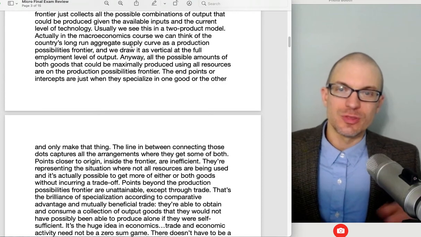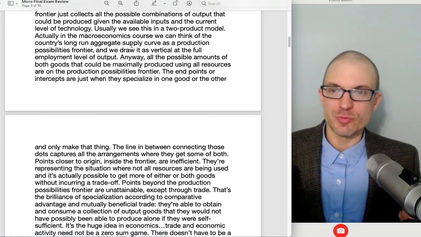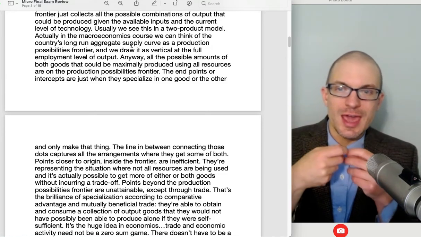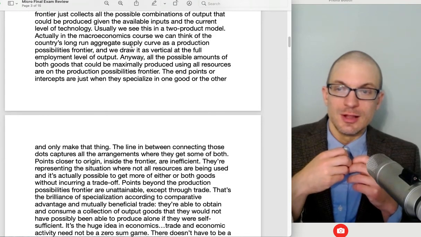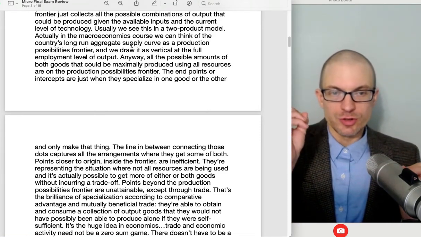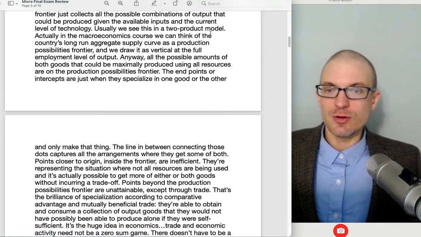Anyway, so the possible amounts of both goods that can maximally be produced using all the resources go to the endpoints of the production possibilities frontier. And so that's the input, that's the endpoints, as if they specialize. It's the maximal amount you could get of one good or the other.